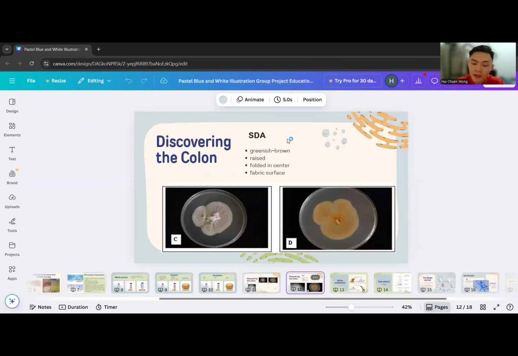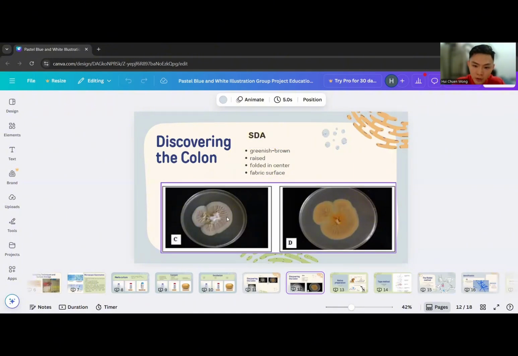So in the SDA with the dextrose agar, you can see the greenish brown, which is also known as khaki color, and it has a raised surface, folded in the center, with a fabric-like structure. This is the bottom view.